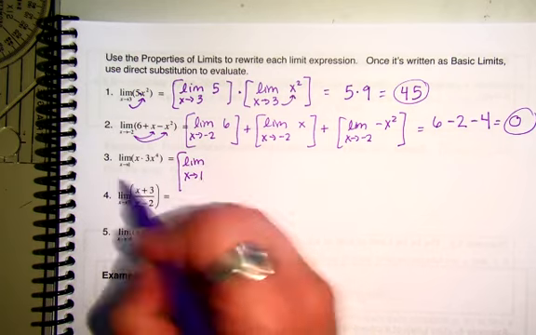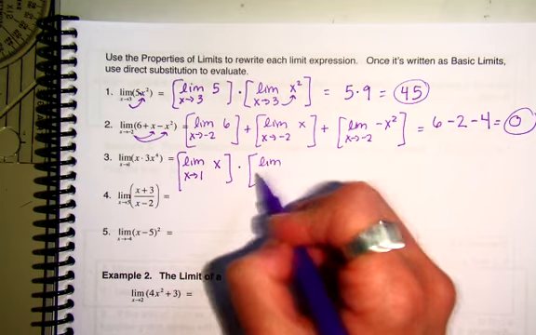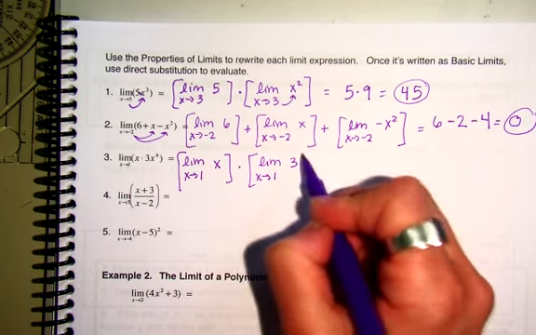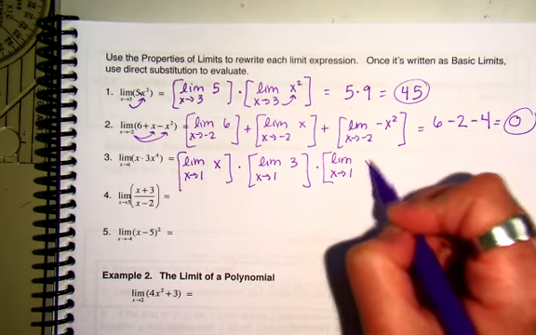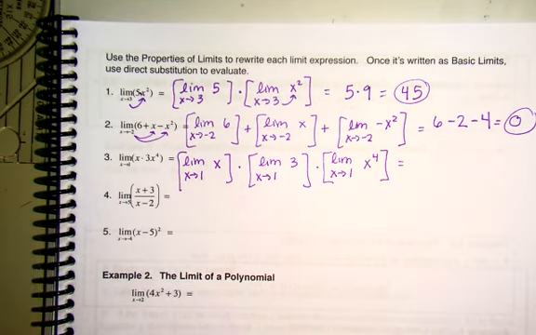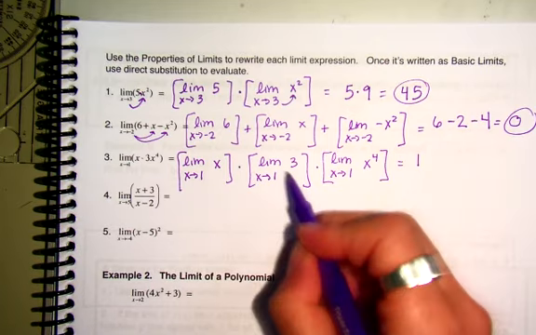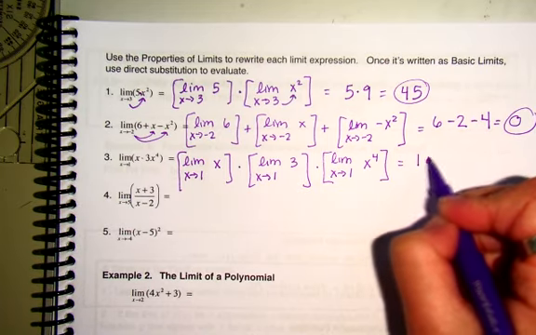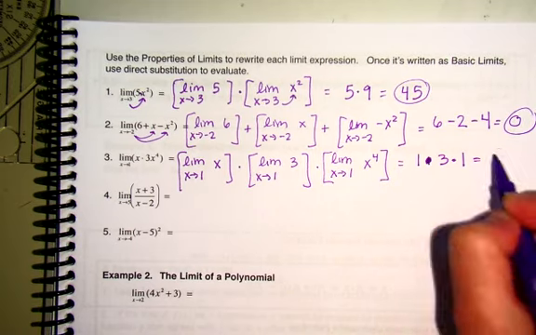Okay, so this would just break up into the limit as x approaches 1 of x times the limit as x approaches 1 of 3 times the limit as x approaches 1 of x to the 4th. What this should remind you of is log properties. When we would split up and condense and expand all those log properties, it's kind of the same idea here. So then that first one is just 1. The next one is just 3. And then just 1 again. So 1 times 3 times 1, and I just get 3.